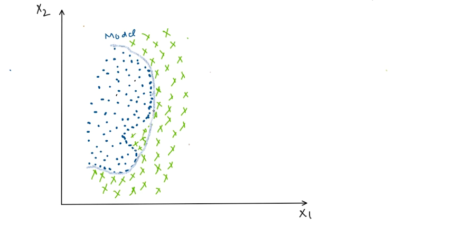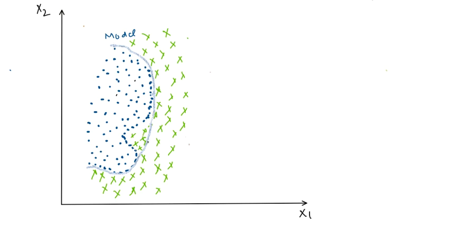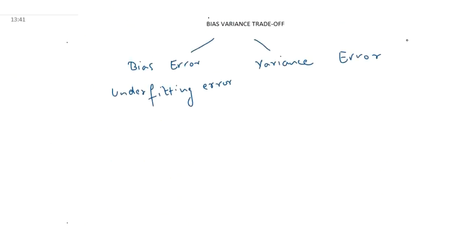Because the correct model should have gone like this. Let me just draw a small line over here. Yeah, so my model should have gone like this. But since my model went like this, this whole area is misclassified, and is called the bias error or underfitting error. Okay. Now let us talk about the variance error.